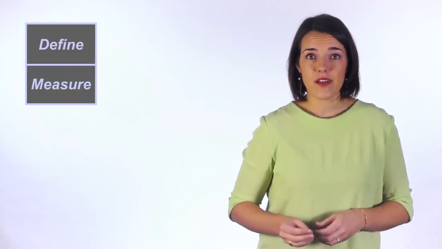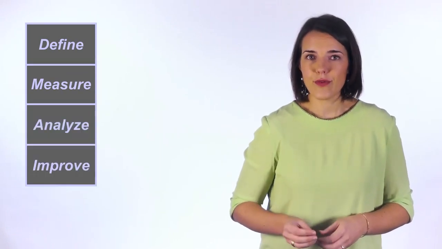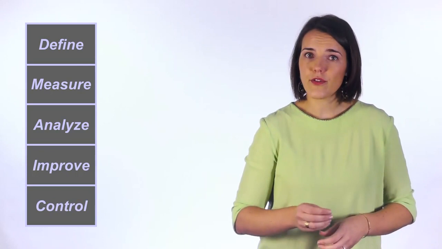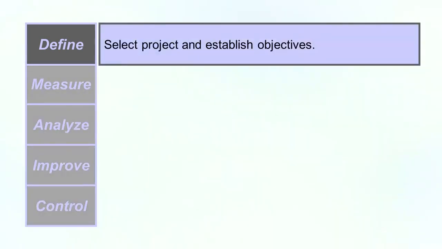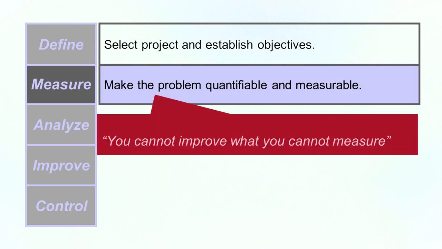The D stands for define, the M stands for measure, A for analyze, I for improve, and C for control. In the define phase, the belt selects a project and establishes project objectives. In the measure phase, the belt makes a problem quantifiable and measures the process performance. Using the motto, "You cannot improve what you cannot measure," this is an important phase.